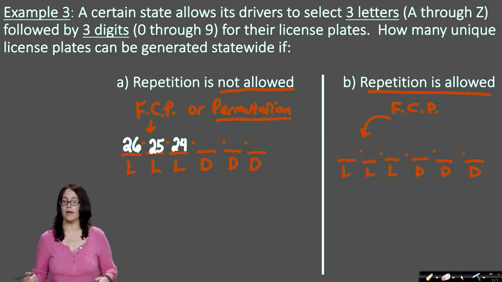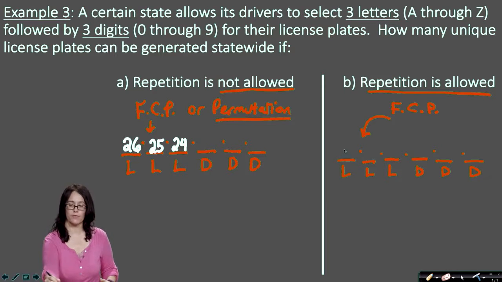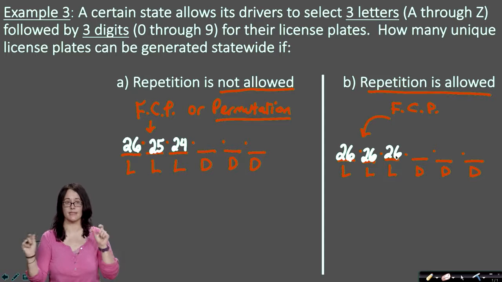Okay? On the other hand, if repetition was allowed, then for the first letter you have 26 options, but you still have the same 26 options each of the 3 times, don't you? So that's going to be a bigger number when you're allowed to repeat those letters. In other words, you're going to have more license plates possible. So depending on your state's population and how many drivers you expect per household, you might want to allow repetition if you have a bigger state with more drivers.